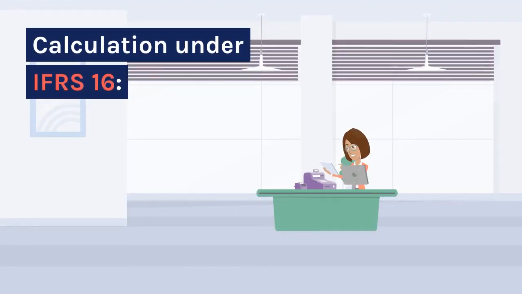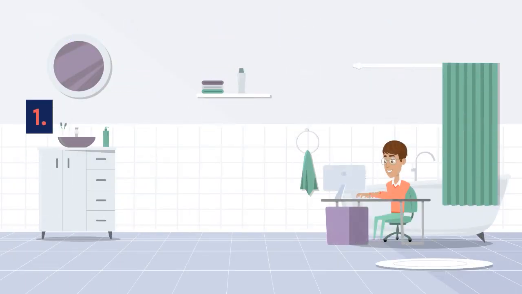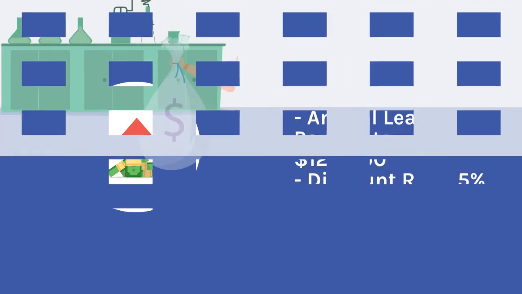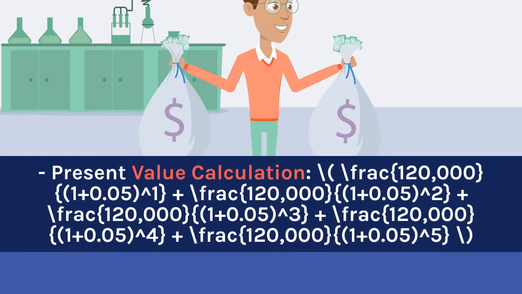Calculation under IFRS 16. 1. Lease liability. Annual lease payments, $120,000. Discount rate, 5%. Present value calculation: 120,000/(1+0.05)^1 + 120,000/(1+0.05)^2 + 120,000/(1+0.05)^3 + 120,000/(1+0.05)^4 + 120,000/(1+0.05)^5.